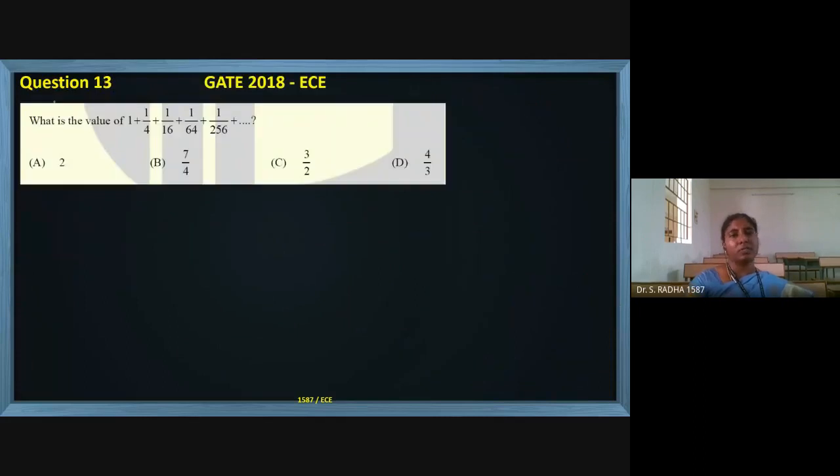Now this is a GATE question. What is the value of 1 plus 1 by 4 plus 1 by 16 plus 1 by 64 plus 1 by 256 plus and so on?